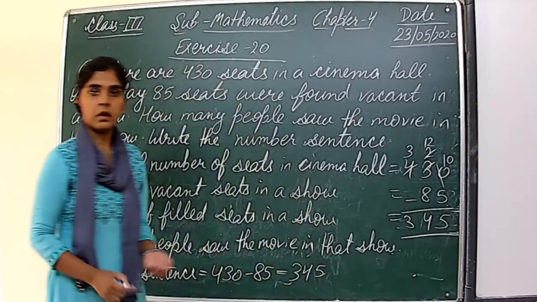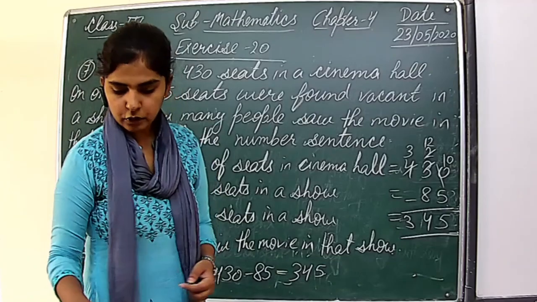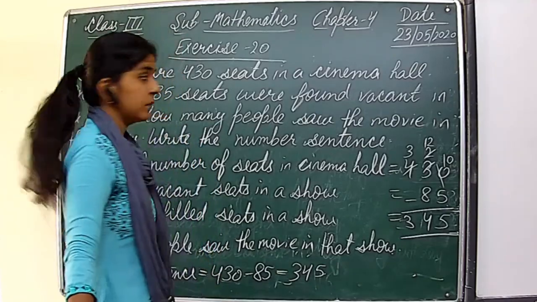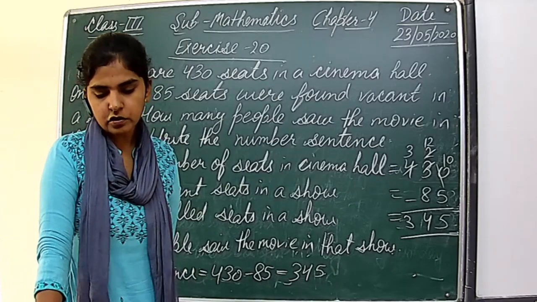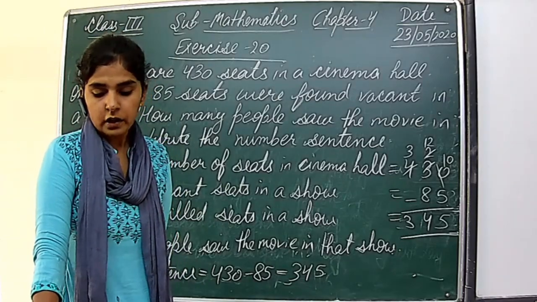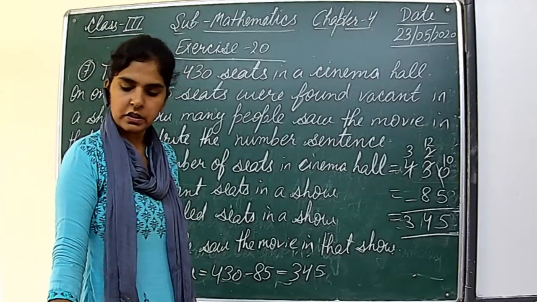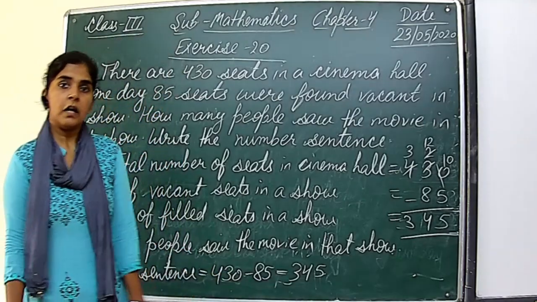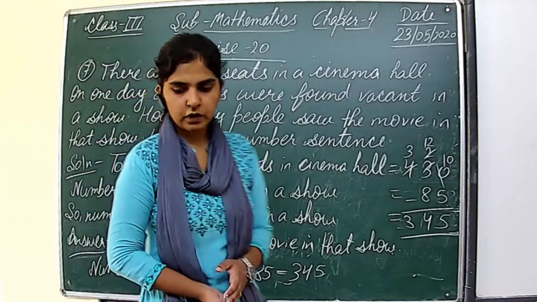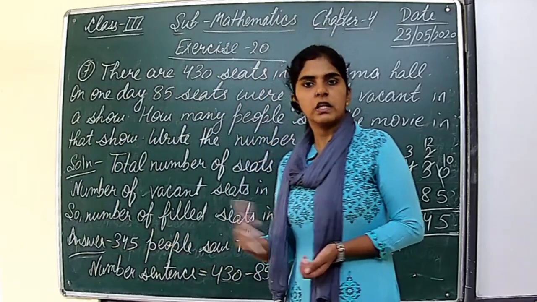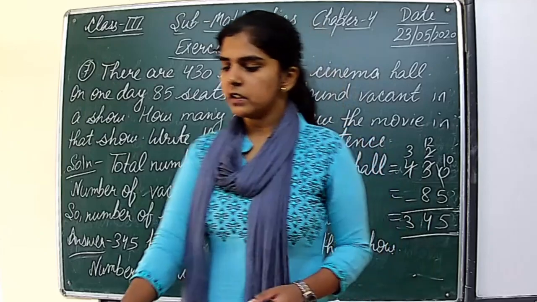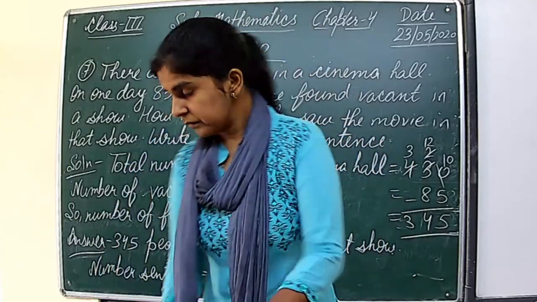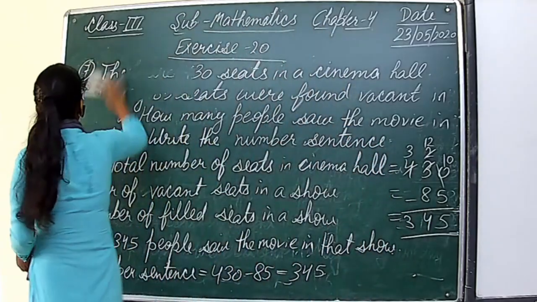Okay. So now let's start question number 8. There are 236 students in a school. The number of boys is 128. How many girls are there? So total number of students is given, number of boys is given. We can find the number of girls by subtracting the numbers, right? So let's start.